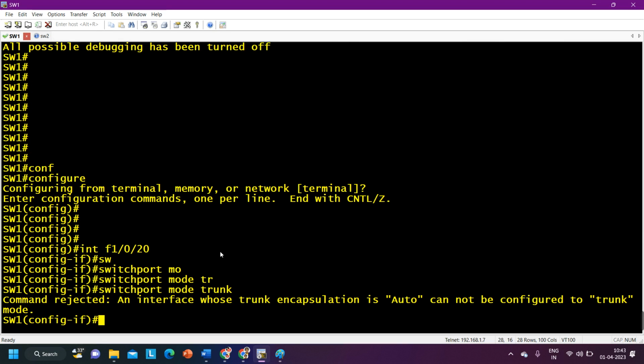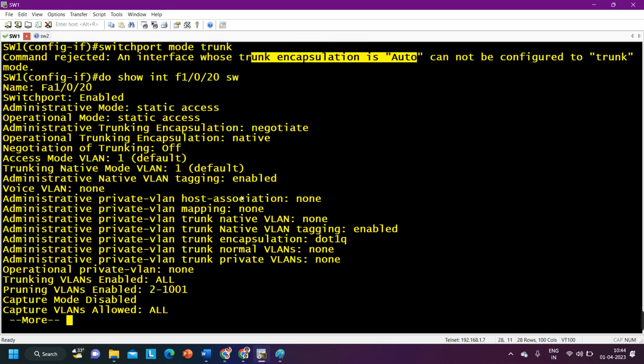See what it is saying: how is it possible to configure this interface as trunk if the encapsulation protocol is auto? Because this time the switch is not going to negotiate, yes or no, because the switch is not going to send any DTP message and is not going to receive any DTP message over here, right? So, interface f1/0/20 and switchport.